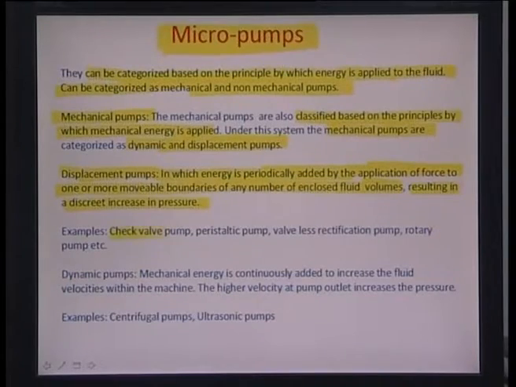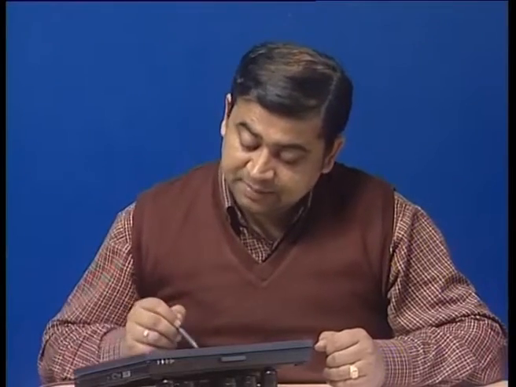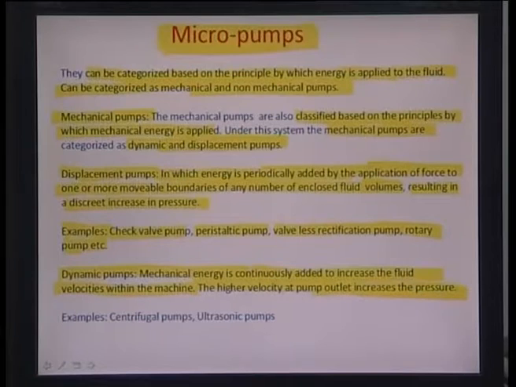So, examples could be check valve pumps, peristaltic pumps, valveless rectification pumps, and I am going to go into detailed principles of all these pumps in a little bit, rotary pumps, etc. These are some of the examples. Dynamic pumps on the other hand are where mechanical energy is continuously added to increase the fluid velocity within the machine, and the higher velocity at the pump outlet increases the pressure, and therefore, there is a back pressure concept which comes out in these kinds of pumping mechanisms. Such mechanisms can be categorized into centrifugal pumps, ultrasonic pumps, etc.